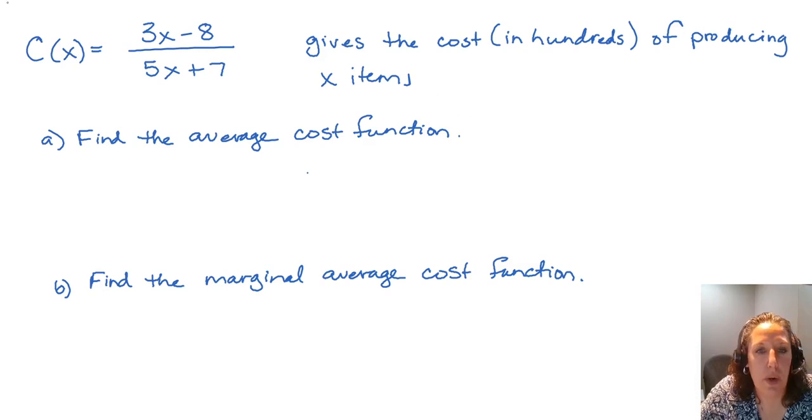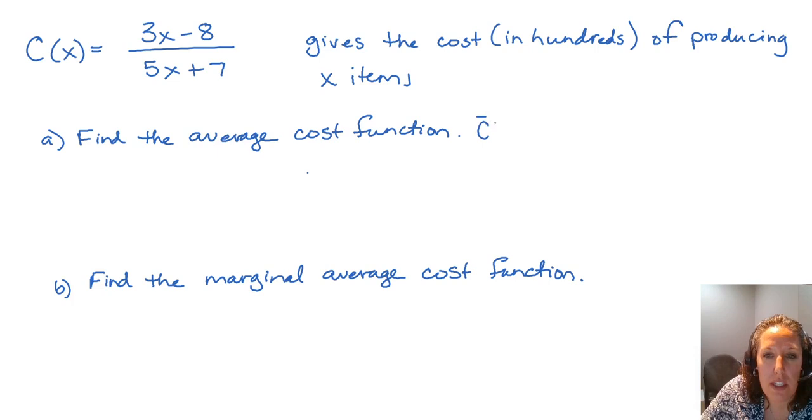Hello, in this video we're going to take a look at some application problems that involve the quotient rule for derivatives. So we have a cost function, c of x equals 3x minus 8 all over 5x plus 7. This function gives the cost in hundreds of dollars of producing x items. Part A is asking us to find the average cost function.